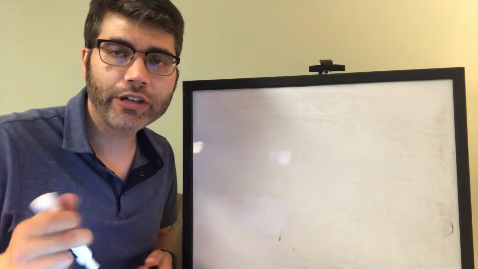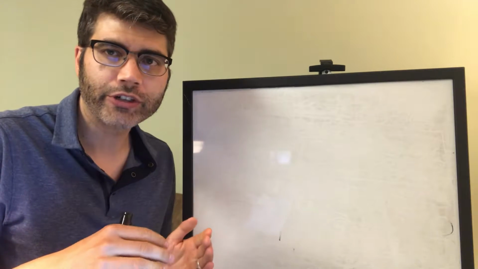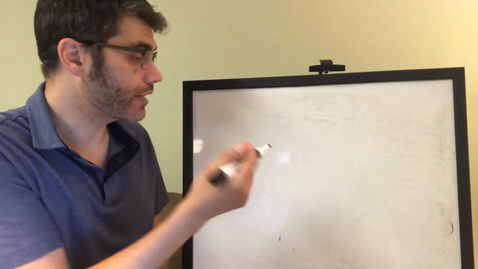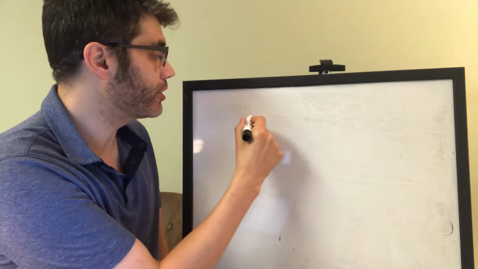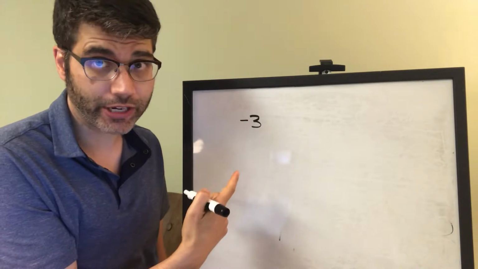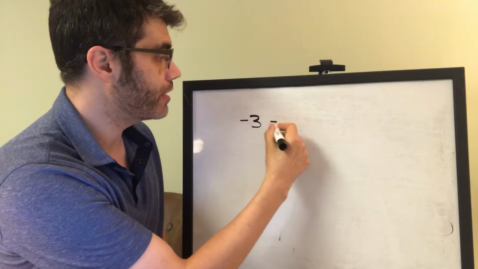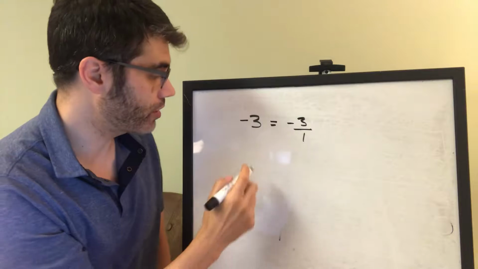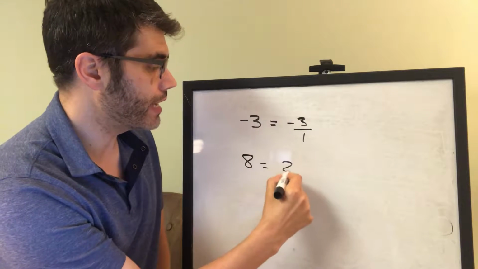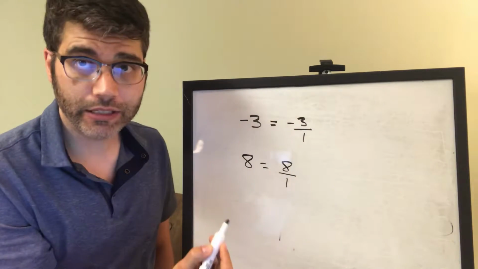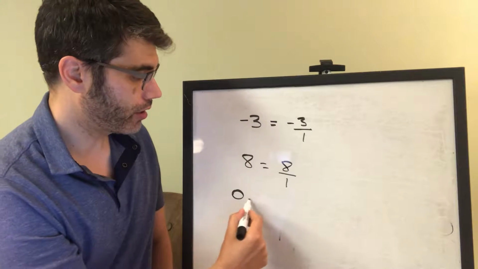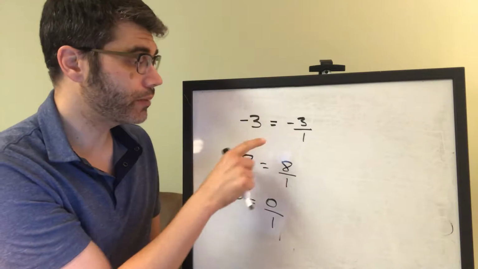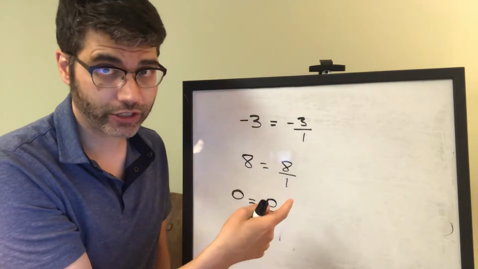There are a couple things I'd like to go over when we talk about turning whole numbers or integers into fractions. So the first thing is you can always turn an integer into a fraction by putting it over 1. So -3 equals -3 over 1. You can do that with anything. So 8 would equal 8 over 1. 0 is 0 over 1. Okay, so you can always put something over 1 to make it into a fraction.